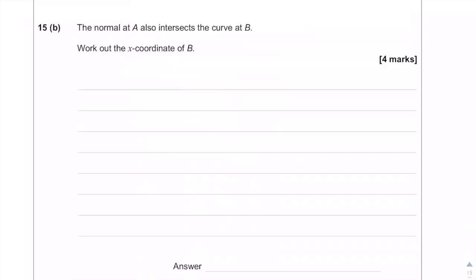Part B says the normal at A also intersects the curve at B. Work out the x-coordinate of B.